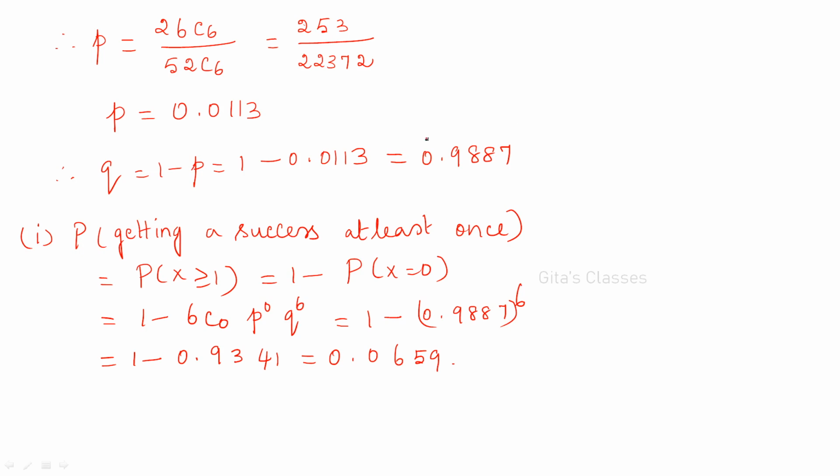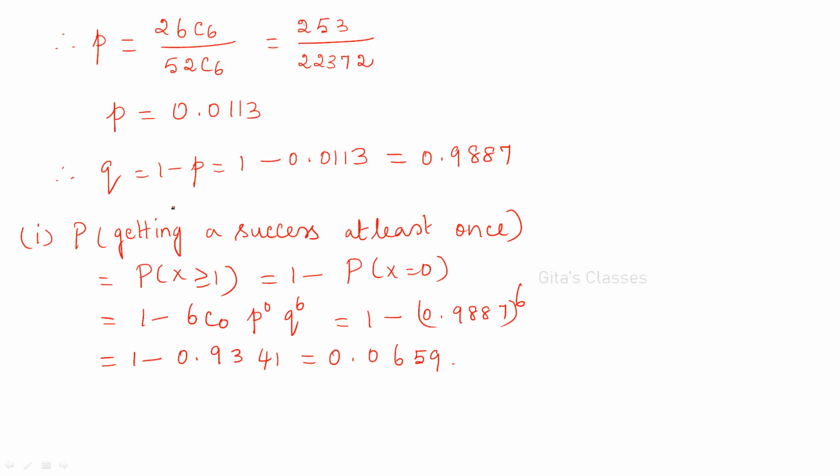If you substitute, you can calculate the answer as 0.0113. This is the probability of success. Q is equal to 1 minus P, therefore 0.9887.